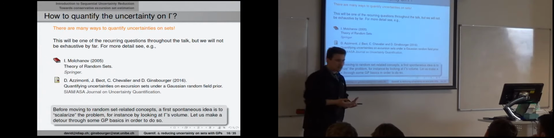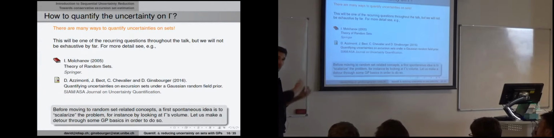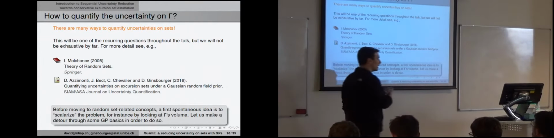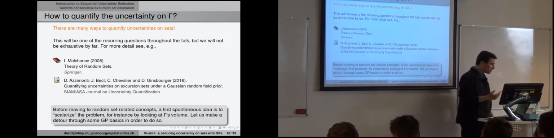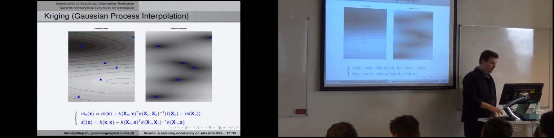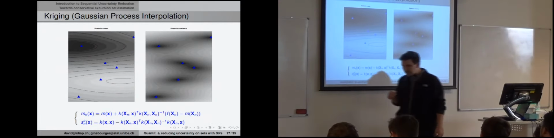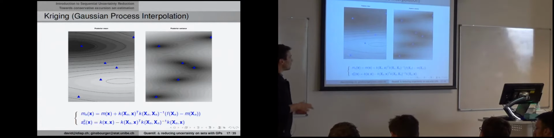So the first question that arises is, what is the distribution of the volume of the excursion set under the GP prior? And this question seems trivial, but to the best of my knowledge, it's not so easy to find an answer to it. So let's review some basic bricks that we will use to better understand this problem.